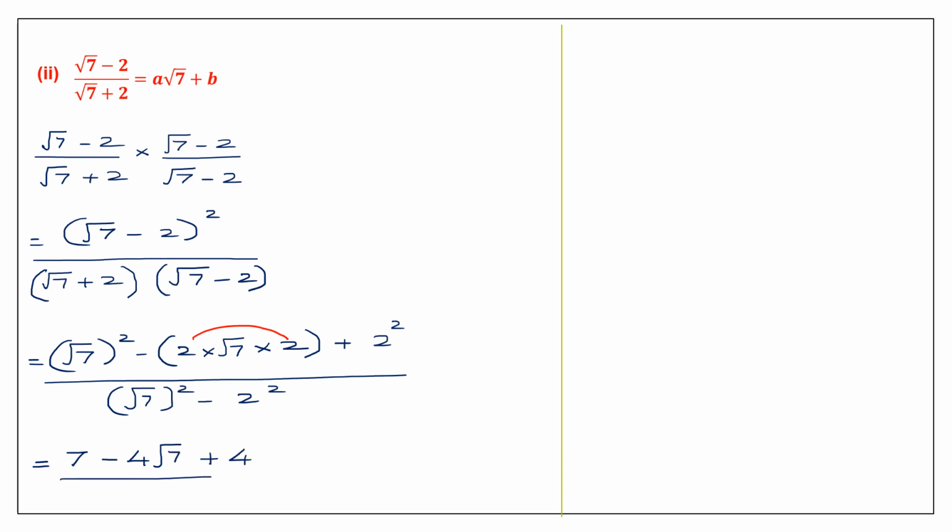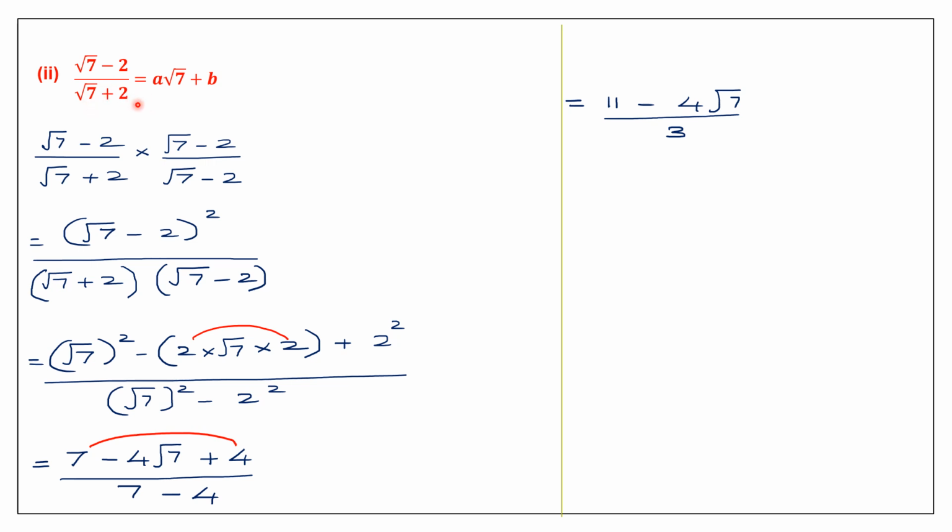In the denominator we have root 7 into root 7 and that will be just 7 minus 2 2s are 4. Now let's continue here. So I can add 7 plus 4 is 11. So we can make that 11 minus 4 root 7. And in the denominator 7 minus 4 is 3. So we have rationalized the denominator and we've got this answer after working out this whole thing.